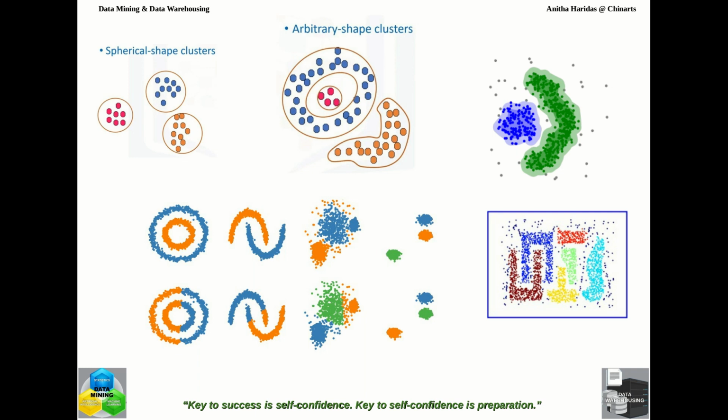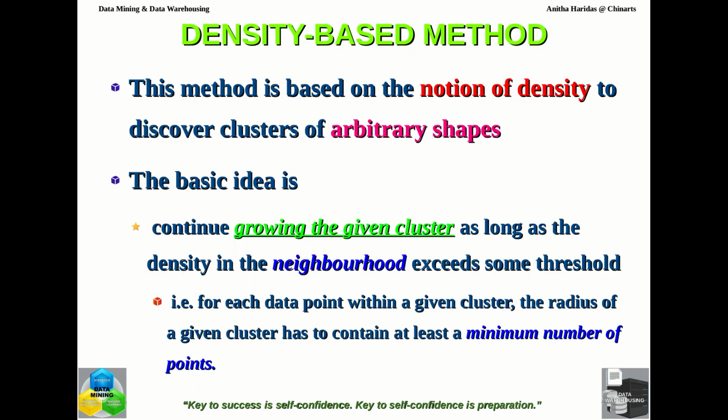So if you see here, this is one cluster and this is another cluster, or if you take this one, this is one cluster, whereas this is another cluster. So there is no proper shape for these clusters. So these kind of clusters can be identified using the density based method. Now to identify the arbitrary shaped clusters, the basic idea here is we will continue growing the given cluster as long as the density in the neighborhood exceeds some threshold.